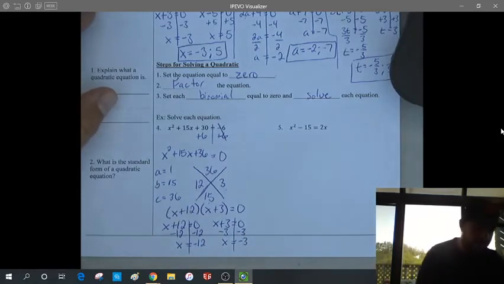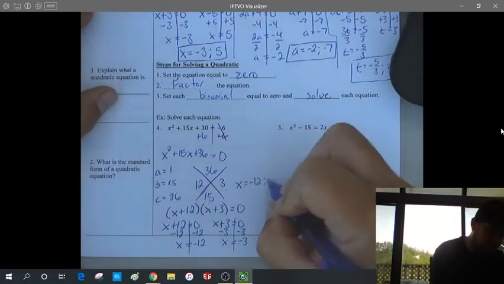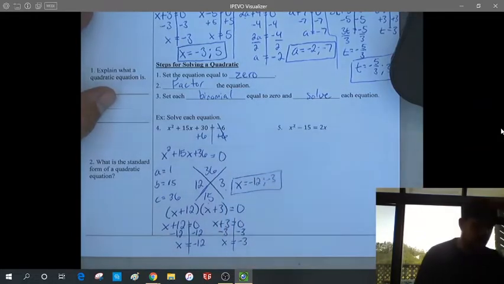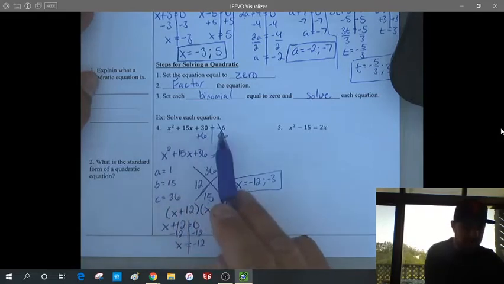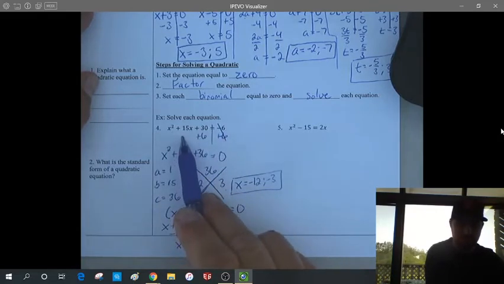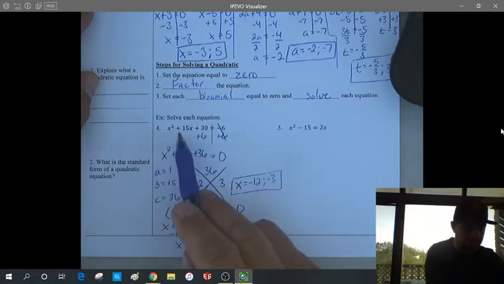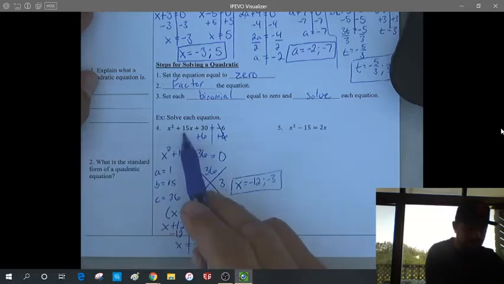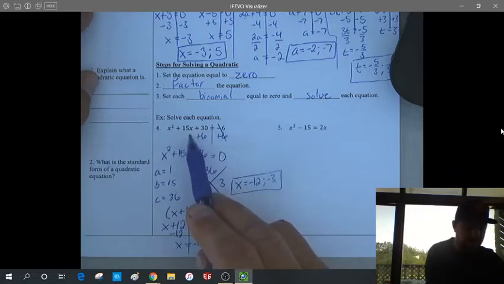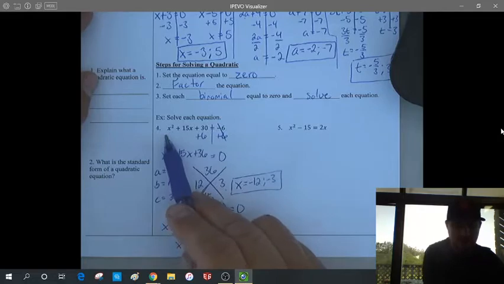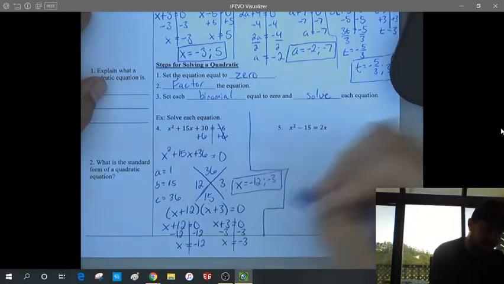Okay, so what we end up finding is that x can be equal to either negative 12 and or negative 3. And by putting either negative 12 or negative 3 into this equation for x, I'm going to get negative 6 when I simplify this side. Right, so if I did negative 3 in there, negative 3 squared is positive 9. Plus 15 times negative 3, that'd be negative 45. And by adding 30 to that, that'll make negative 15. But then adding the 9 that I had here to that would make the negative 6. So that's how we solve a quadratic.